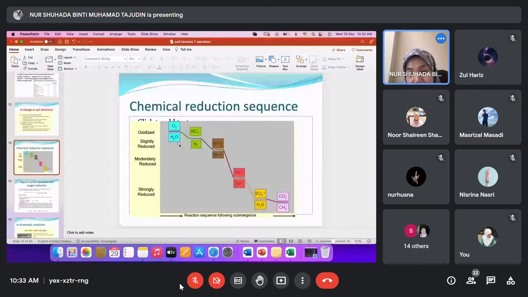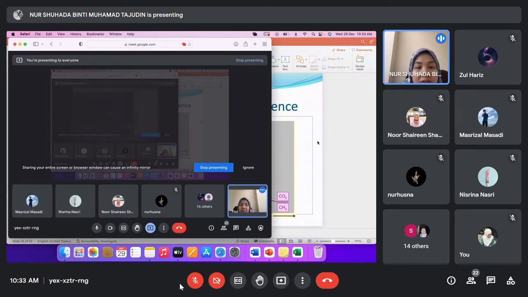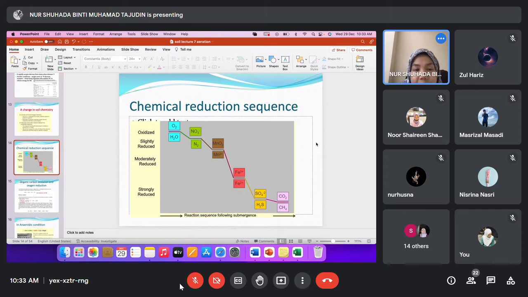When it attacks nitrate, what is nitrate? Nitrogen, a nutrient. It is part of the nutrients. So the problem comes here. In a reduced state with no oxygen, the iron will produce more electrons, the iron goes down further, and the electron will attack the nitrate. When the electron attacks the nitrate, what does that mean?